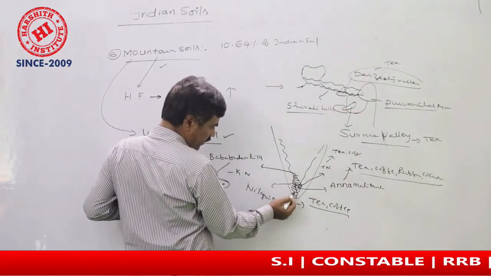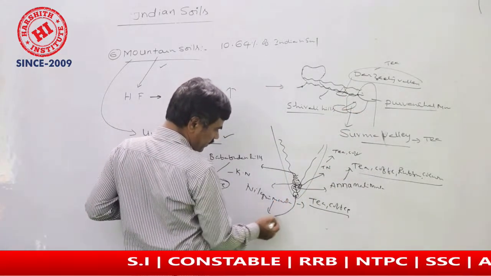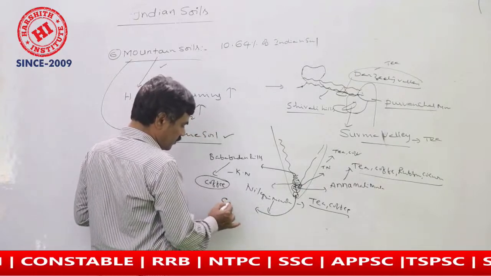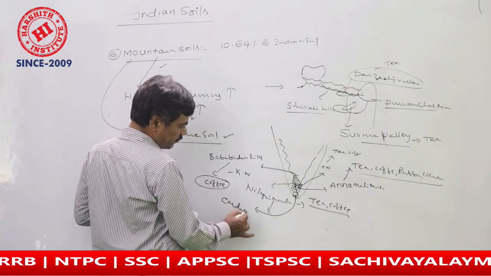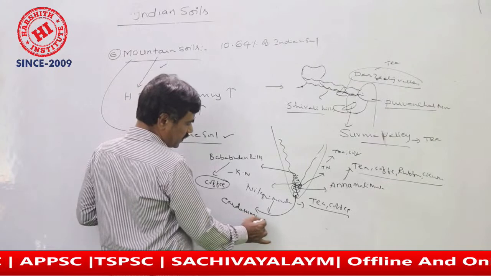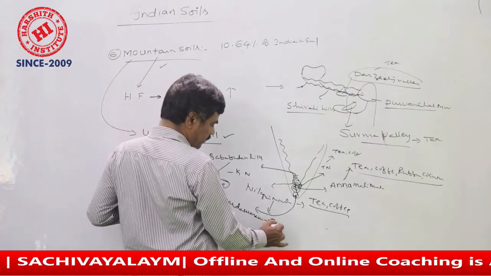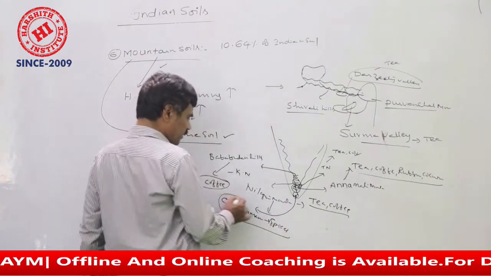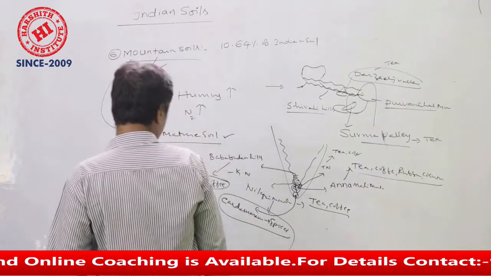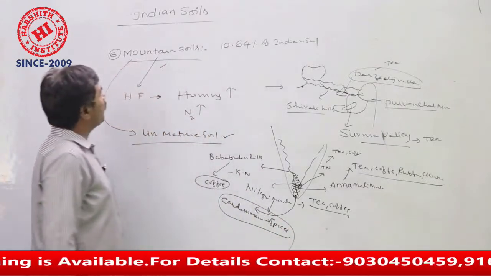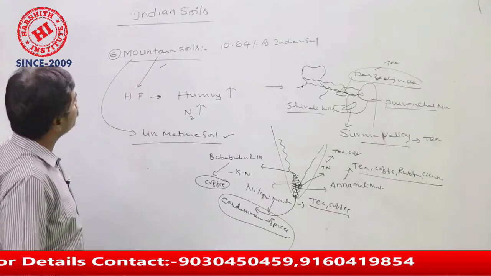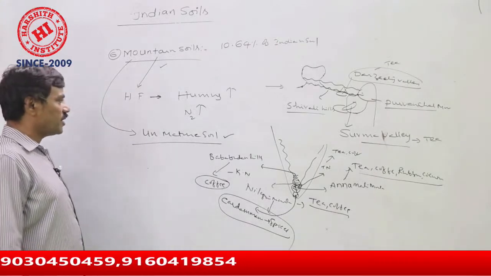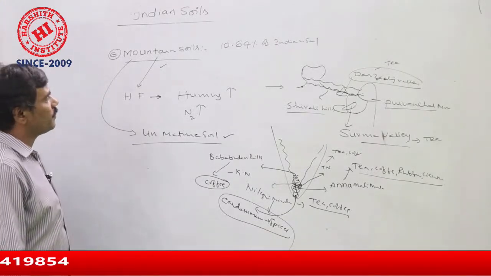Under the Annamalai mountains in Kerala state, there are also the Cardamom Hills. These are the Cardamom Hills. They are very famous for the spices cultivated on the slopes of the Cardamom Hills. So this is about the mountain soils. Mountain soils are maximally developed on the slopes of the hills.